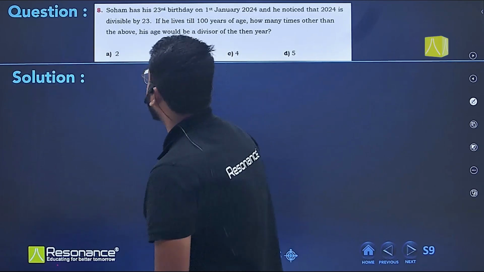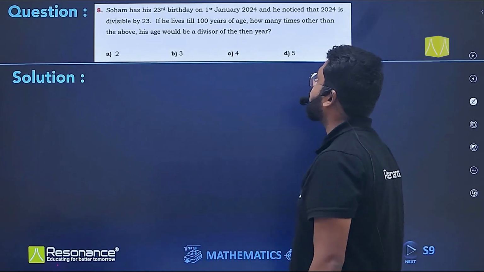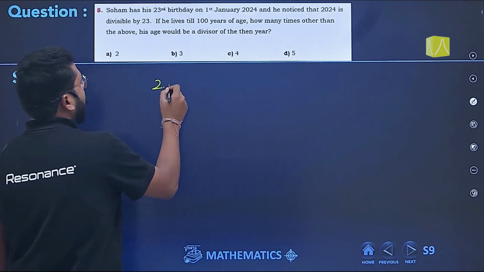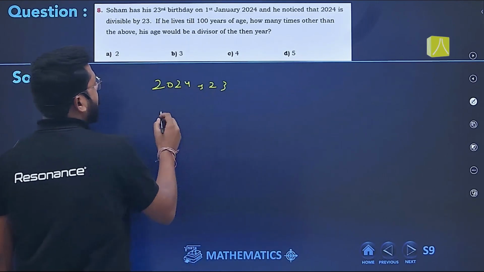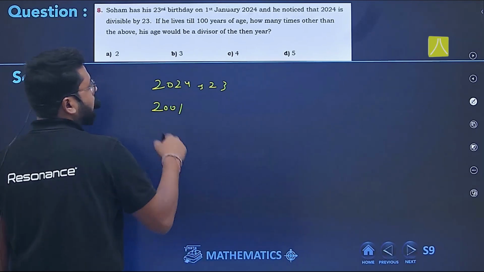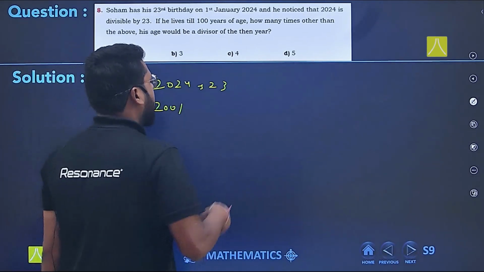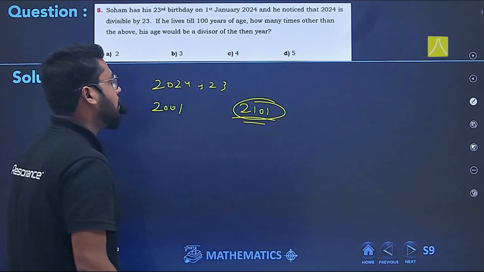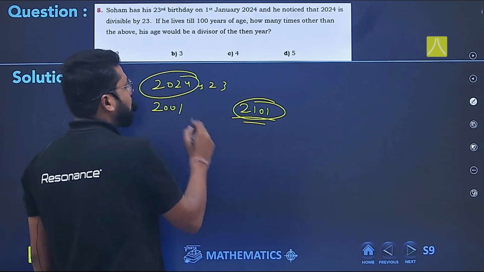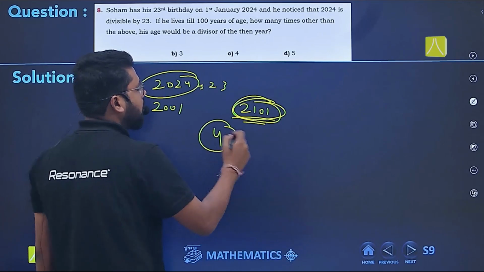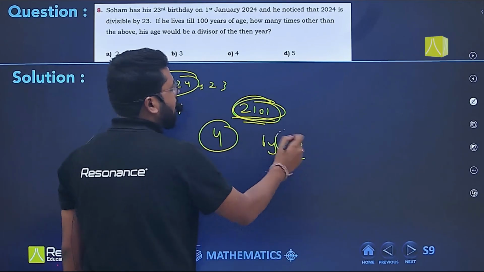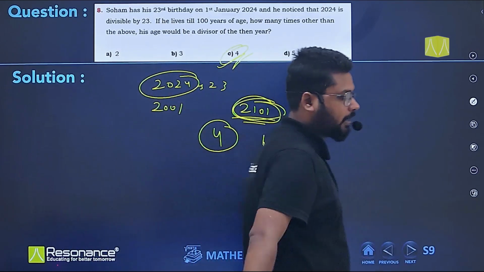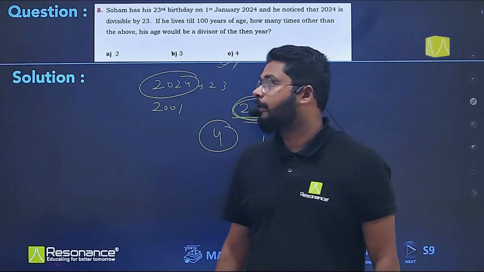Now question number 8. Som has his 23rd birthday on 1st Jan 2024, and he notices that 2024 is divisible by 23. This means in 2024 he is 23. So he was born in 2001. At age 100 he will be in 2101. If you look from 2024 till this number, you will find 4 numbers that are divisible by 23. So option C is correct, the value is 4.